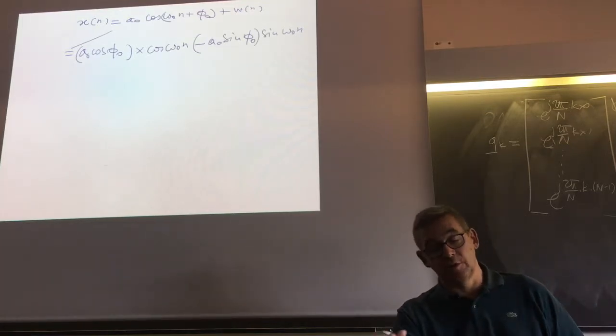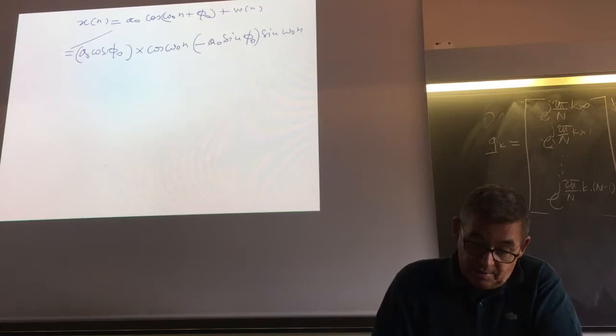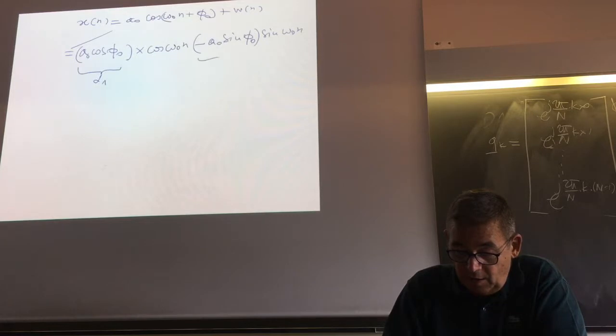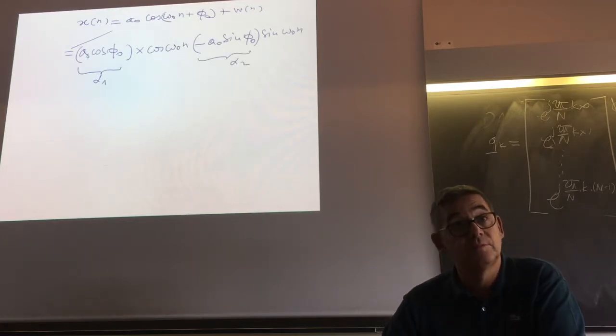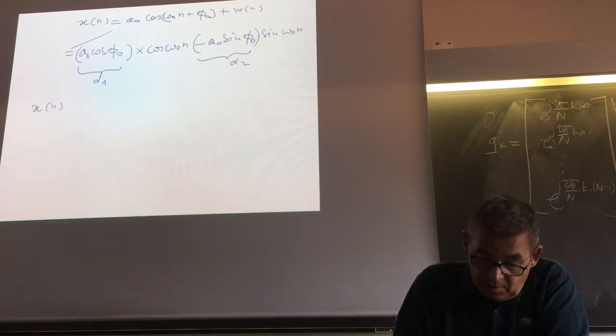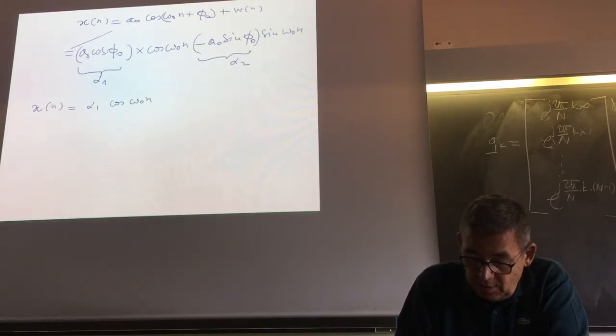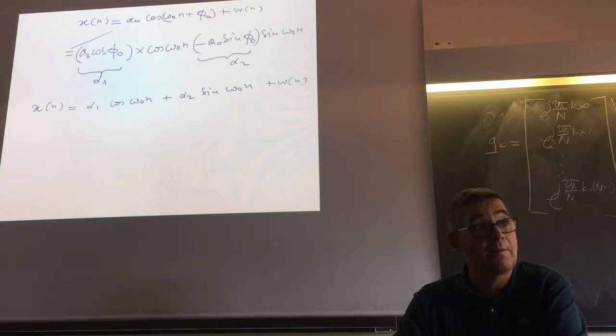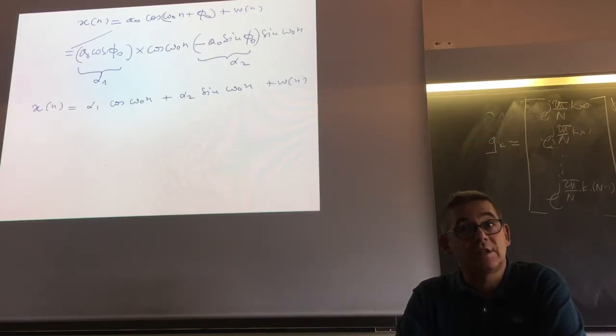The noise is always there. Then I can call this first number alpha 1. I can call the second number alpha 2. So that means that my x[n] is equal to alpha 1 cosine omega 0 n plus alpha 2 sine omega 0 n plus, as I said, noise. This is the best I can ever do.